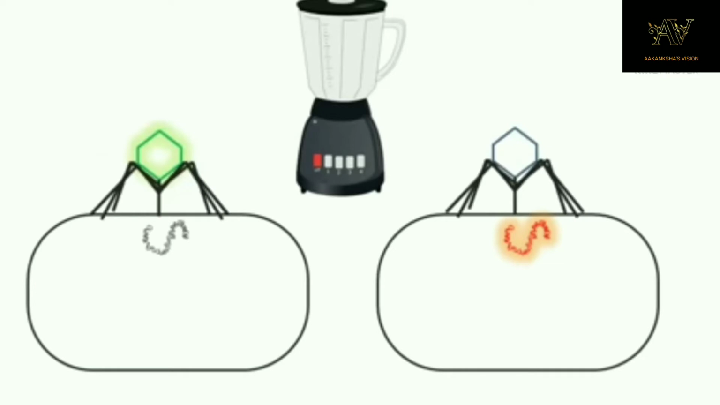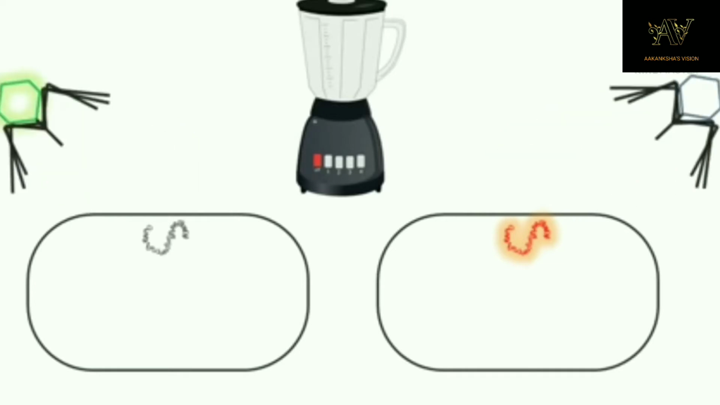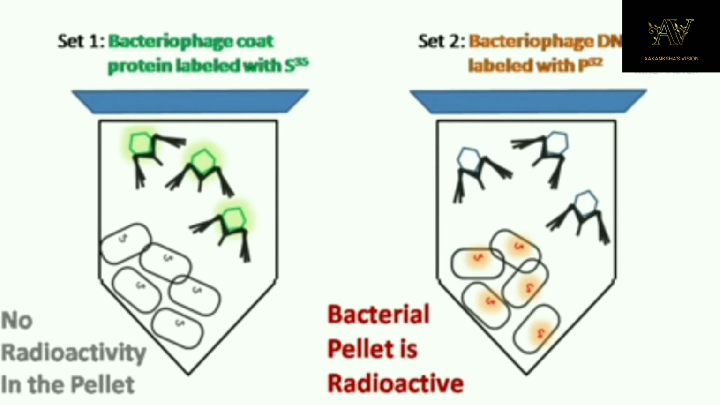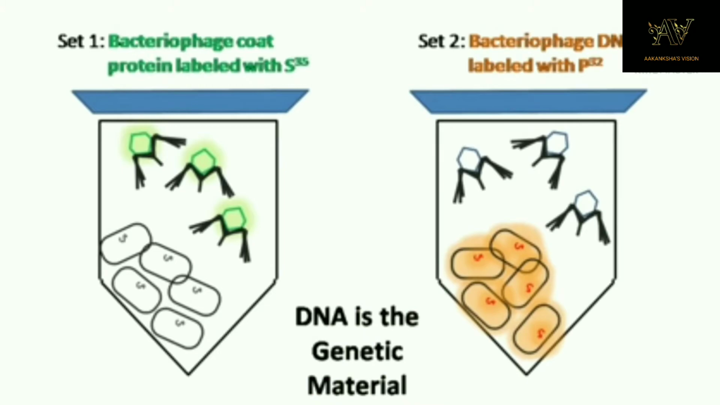Viruses grown in the presence of radioactive phosphorus contained radioactive DNA but not radioactive protein, because DNA contains phosphorus but protein does not. Similarly, viruses grown on radioactive sulfur contained radioactive protein but not radioactive DNA, because DNA does not contain sulfur. This was how the search for the genetic material was over.